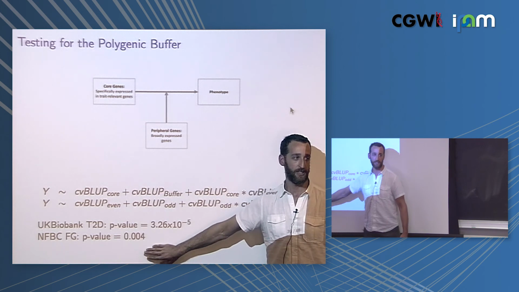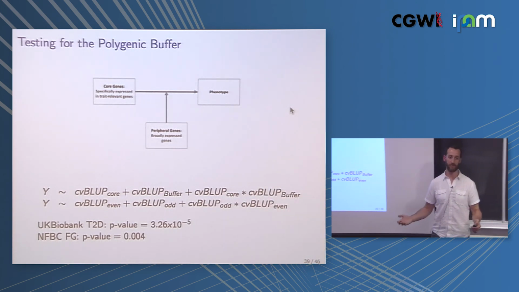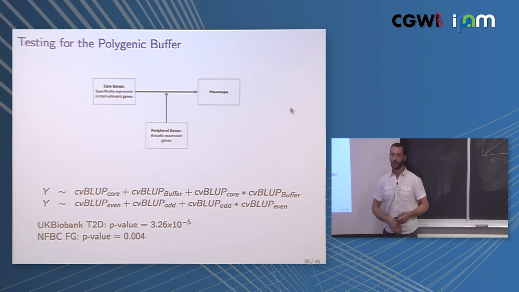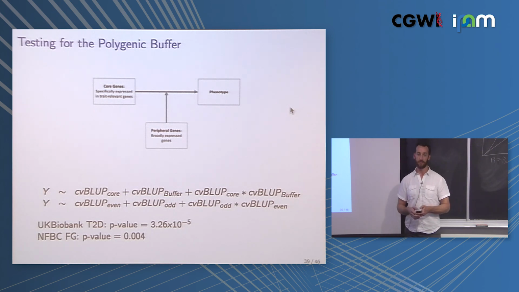We did it previously in NFBC, which is a much smaller cohort, and we didn't have type 2 diabetes, we had fasting glucose, but it was significant. Other phenotypes were not significant, like height and BMI, and so it was pretty interesting.